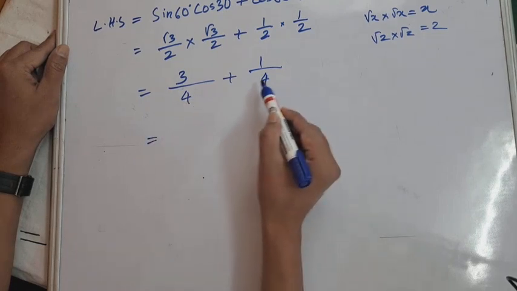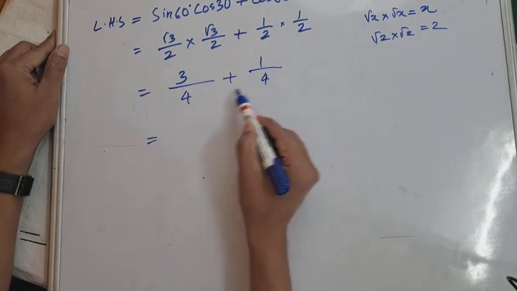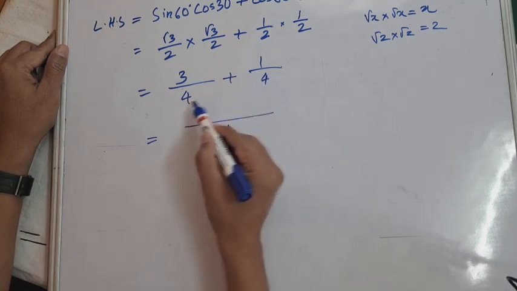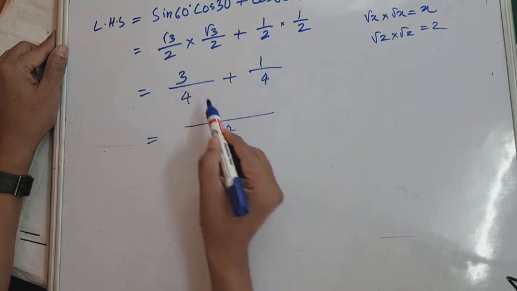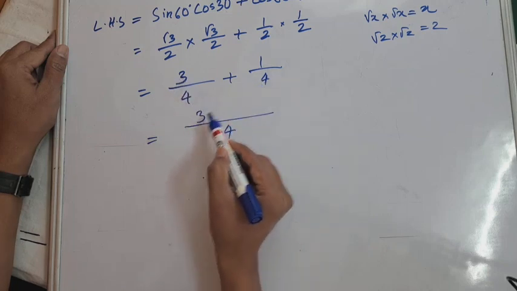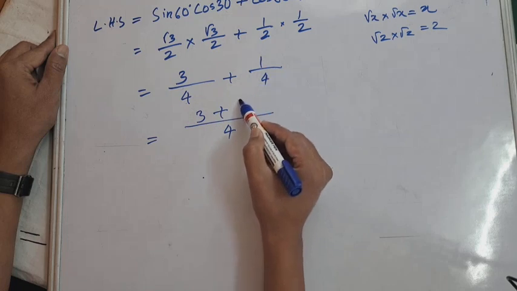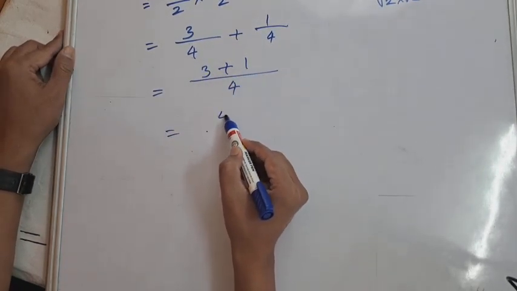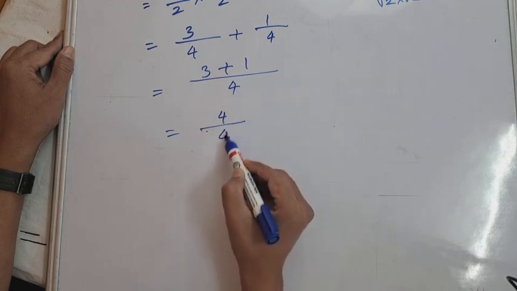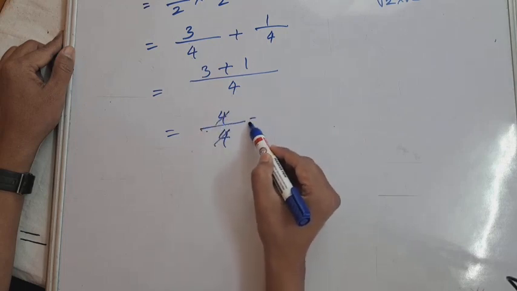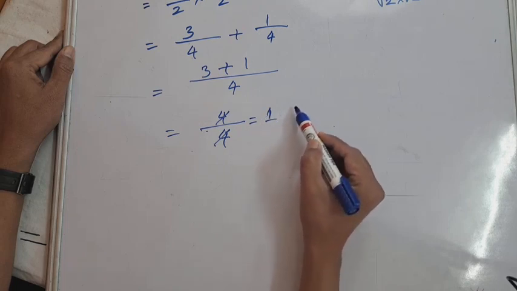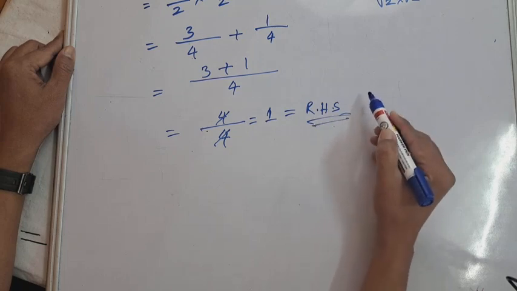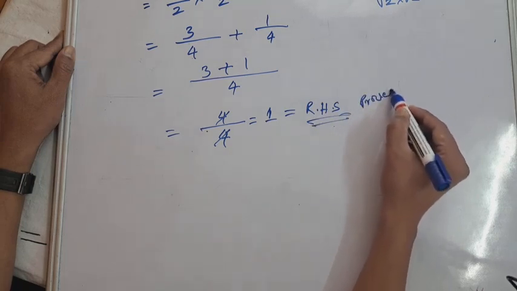4 and 4, we have 4 and 4 in the denominator. The LCM of 4 and 4 is 4. Now if the numbers in the denominators are same, then we need not multiply with any number, so we write 3 plus 1 as it is. So this will give us 3 plus 1 is 4 whole upon this 4. So 4 upon 4, we cancel, this equals 1. So this equals RHS, hence proved. Now let us move on to the next question.